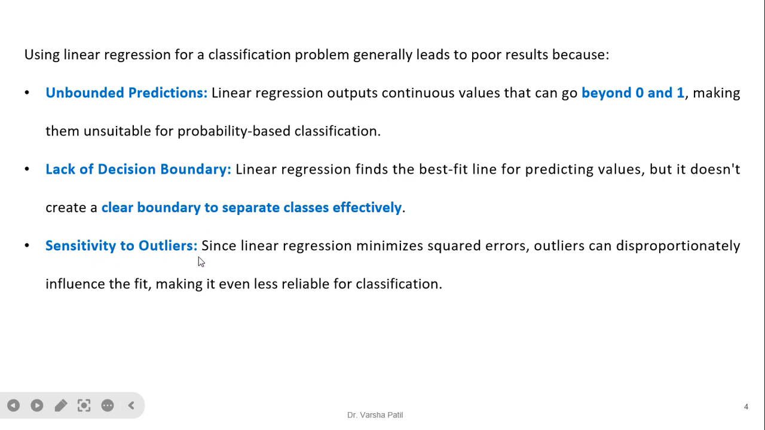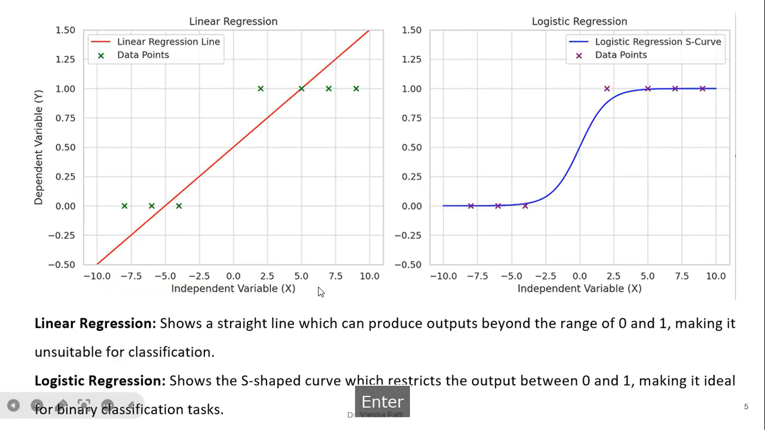Sensitivity to outliers. Since linear regression minimizes the squared errors, outliers disproportionately influence the fit, making it even less reliable for classification. So outliers hamper linear regression, and if outliers are present in the data and we go for binary classification using a linear model, then the result is even poorer.